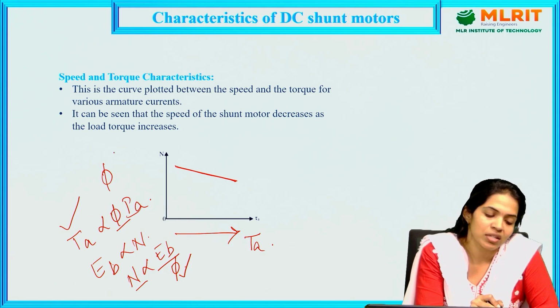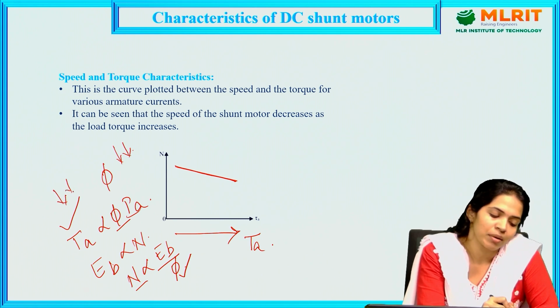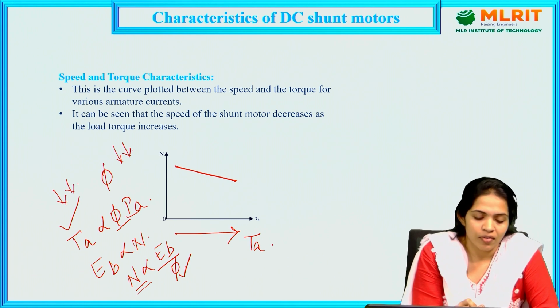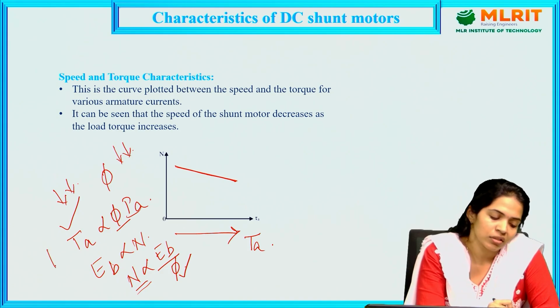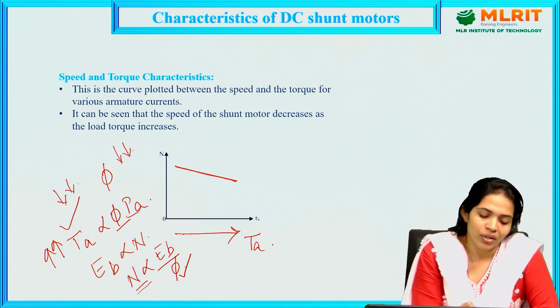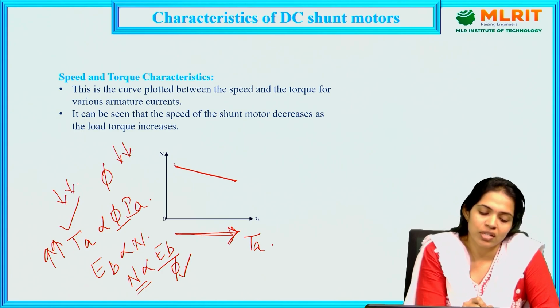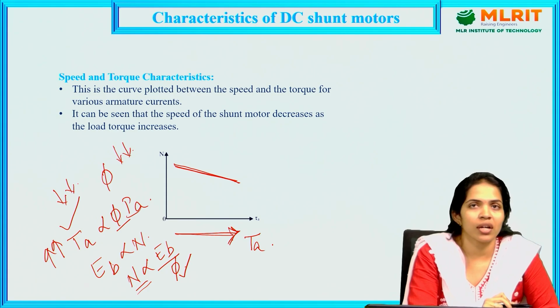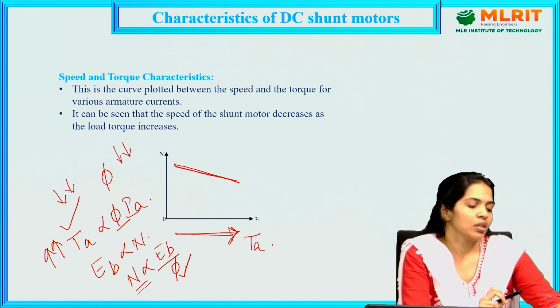But if there is a sudden decrease in the flux, there will be a decrease in the armature torque, but vice versa, there will be an increase in speed. And when we increase the torque, this case becomes exactly opposite. So when we increase the armature torque, your speed slowly falls down. So this is nothing but the speed and torque characteristics of the DC shunt motor.